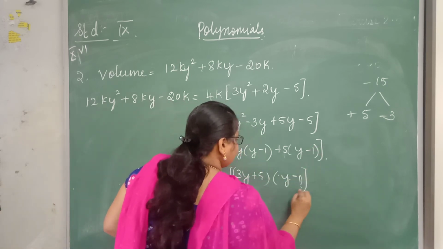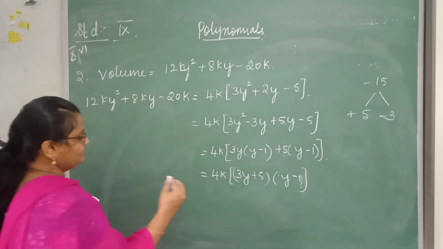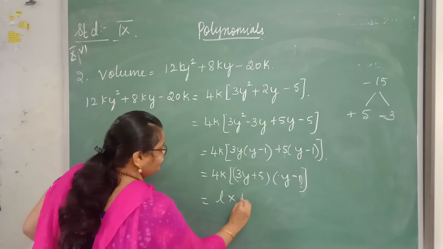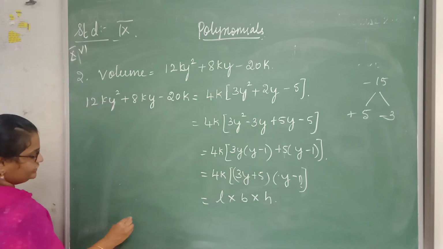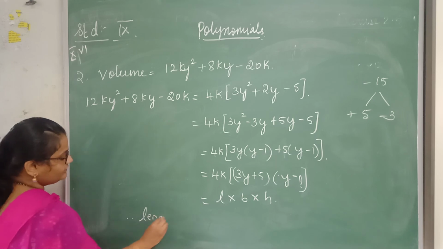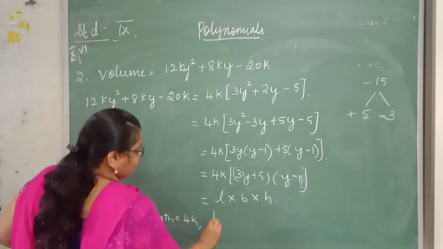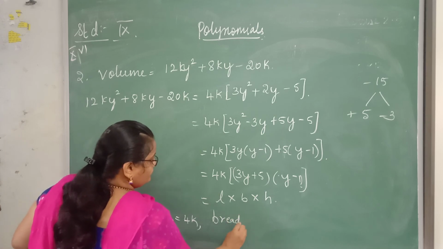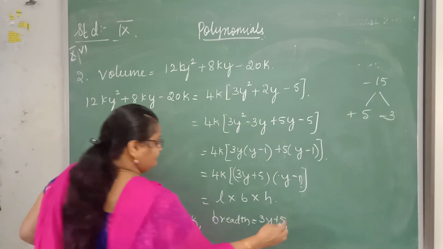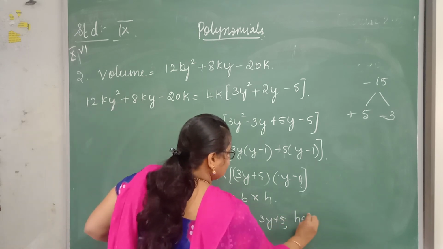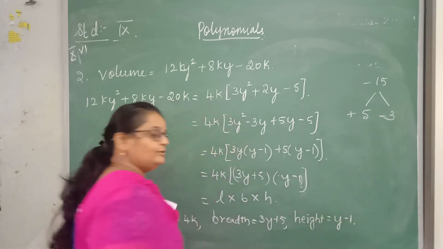Right. So then what is the formula used to find the volume of a cuboid? That is length into breadth into height. Okay. So therefore length is equal to 4k, breadth is equal to 3y plus 5 and height is equal to y minus 1.